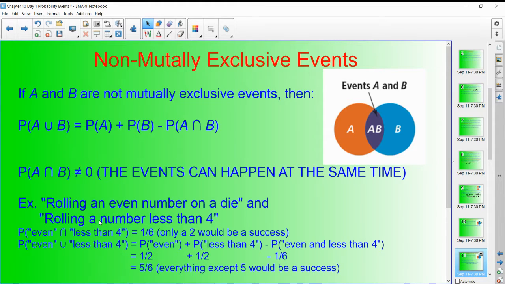Now I use the example of less than 4. Okay, so even and less than 4, there's an intersection. There's one number that's even and less than 4. So if I wanted to use this formula, I can add up the probability that's even, I can add up the probability that's less than 4, but then I got to subtract the intersection. I got to subtract the fact that I double counted the two.